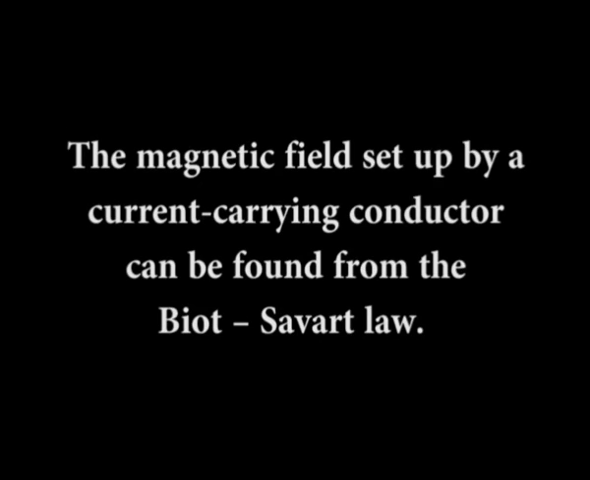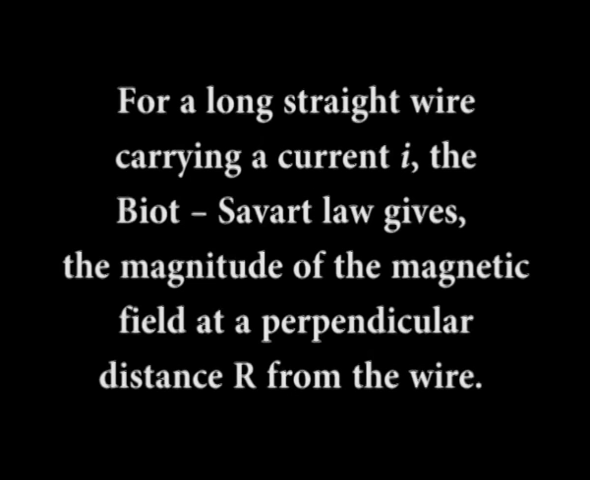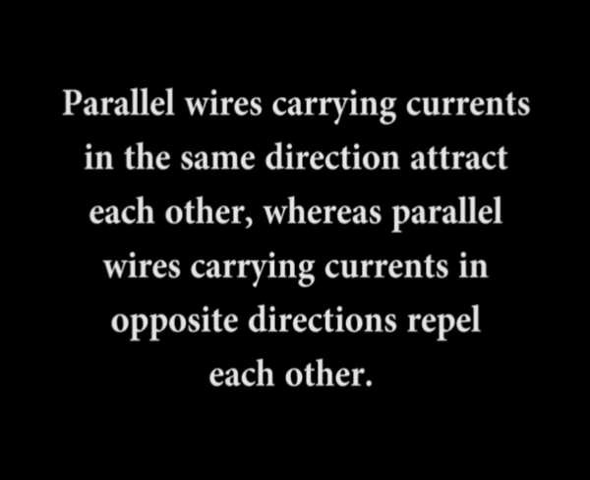So friends, here we come to the end of our discussion in this lecture today, and therefore we sum up. The magnetic field set up by a current carrying conductor can be found from the Biot-Savart law. For a long straight wire carrying a current I, the Biot-Savart law gives the magnitude of the magnetic field at a perpendicular distance r from the wire. Parallel wires carrying current in the same direction attract each other, whereas parallel wires carrying currents in opposite directions repel each other. So that is it for today.